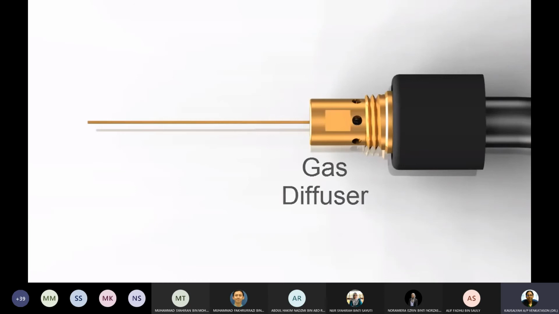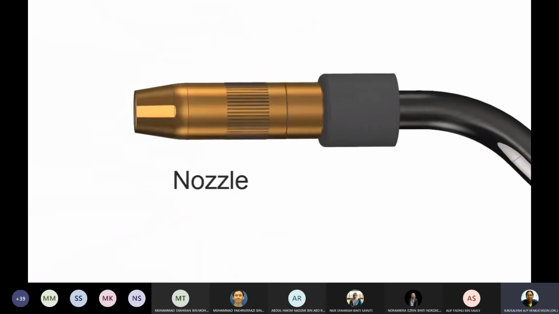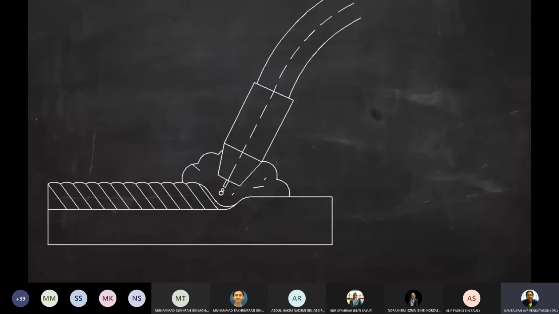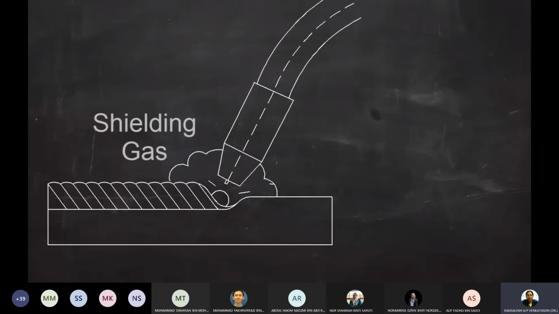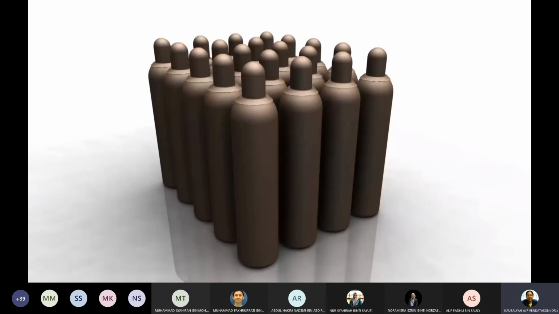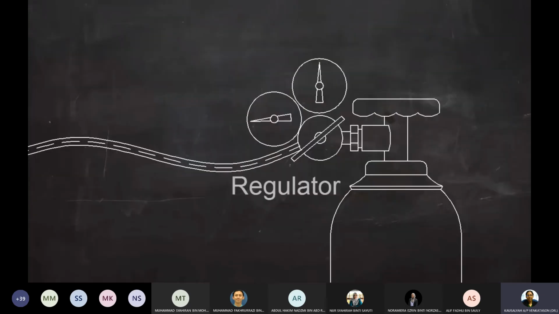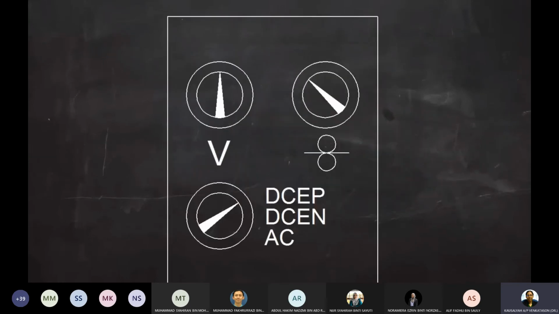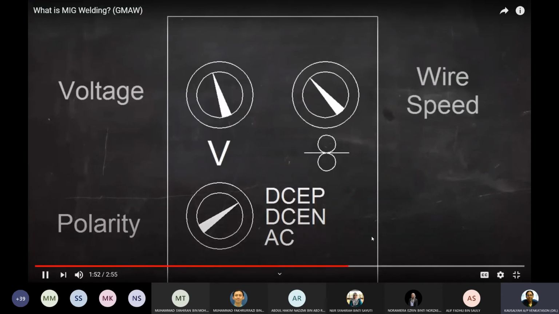It goes through a gas diffuser and flows out of the nozzle. This shielding gas, which is often a mix of argon and CO2, protects the molten metal from reacting with oxygen, water vapor, and other things in the atmosphere. The shielding gas is stored in high-pressure cylinders like these. The pressure is reduced to a usable level by a device called a regulator. In MIG welding, all the machine controls are set on the machine itself. Most important of these are polarity, wire speed, and voltage. The trigger on the gun is just an on-off switch.